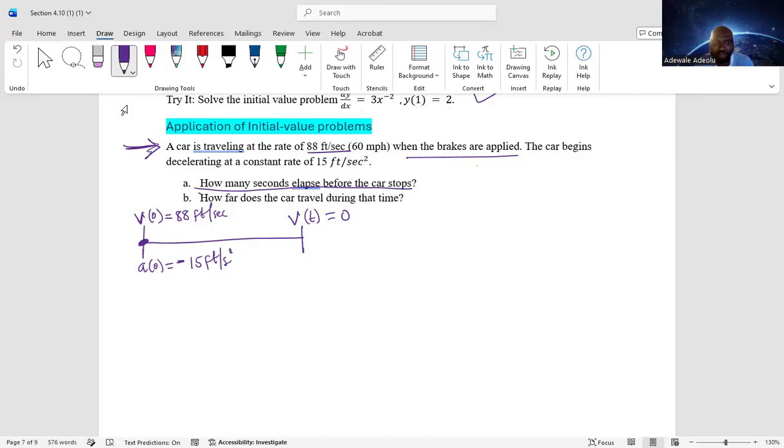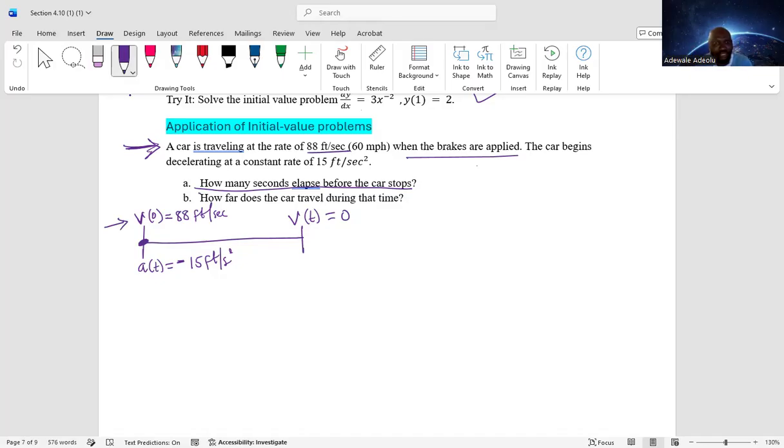Let us see if we can form some initial value problems here. Even though I put a of 0 here, I can conveniently just call it a of t, because it is the same thing at all times. But I cannot do that with v, because v is changing based on the acceleration I'm applying. That velocity is changing until it becomes 0. But I can claim my a of t is negative 15. And I say negative because it is going down.